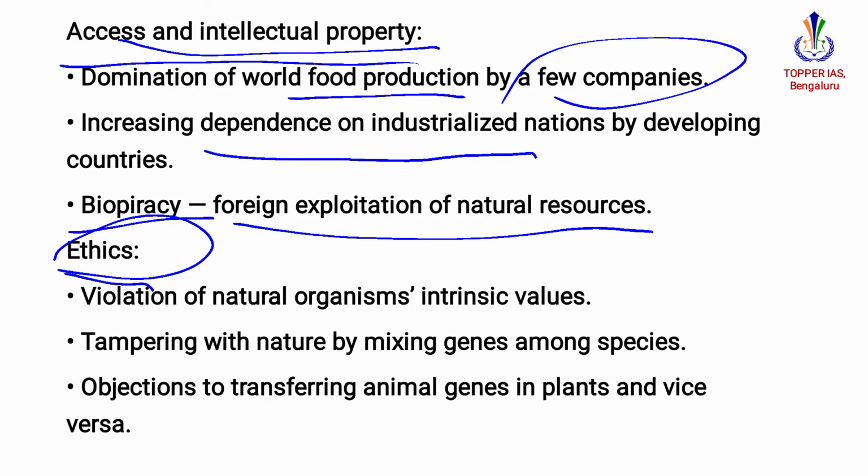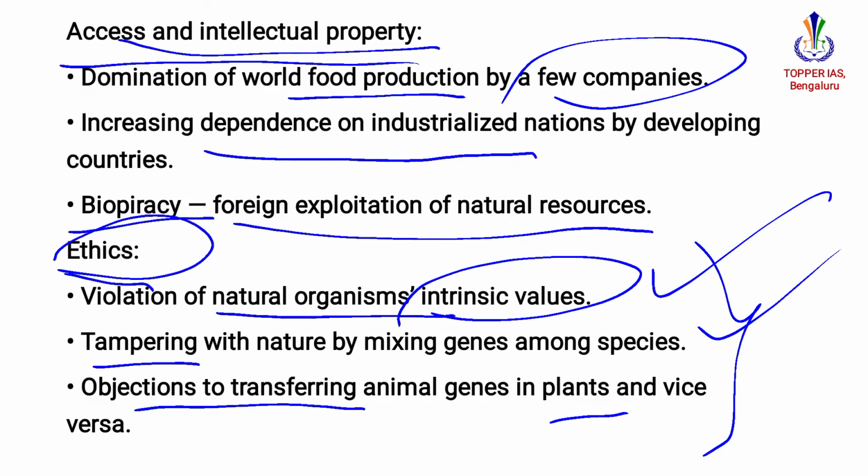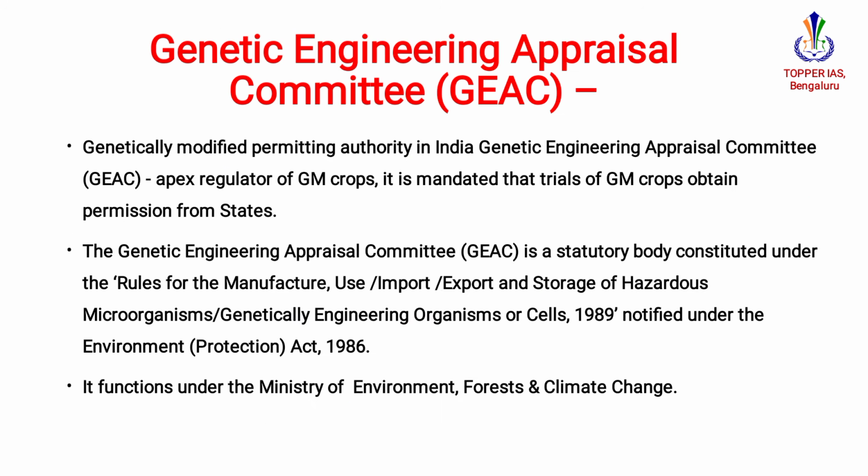The third one is ethical issues. It will violate the natural organism's intrinsic values. Second, it tampers with nature by mixing genes among species, and there is objection to transferring animal genes into plants and plant genes into animals. These are some ethical issues, because every animal and plant has its own intrinsic value. We should not disturb the natural flow of the environment. That is why these are the main ethical concerns of genetically modified organisms.